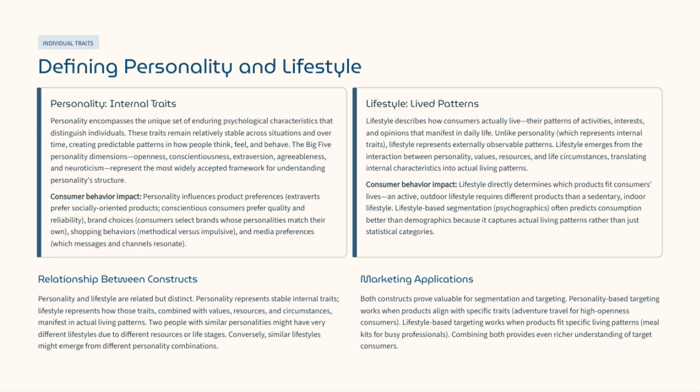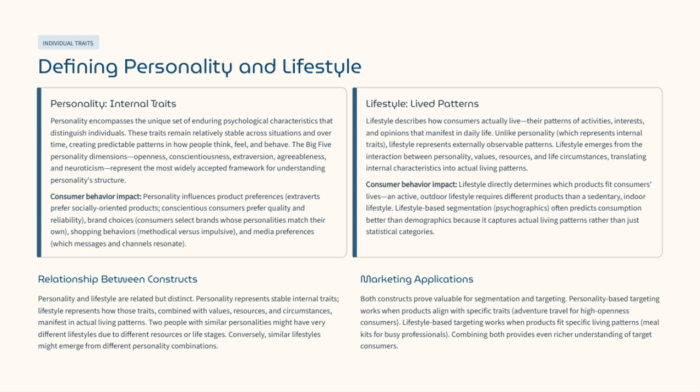Now, it's important to recognize that personality and lifestyle are related but distinct. Personality reflects stable internal traits, traits that stay consistent over time. Lifestyle, however, shows how those traits, along with values, resources, and circumstances, actually manifest in daily living patterns. Two people might share similar personalities, but have very different lifestyles because of different resources or life stages. Conversely, similar lifestyles can emerge from quite different personality combinations.